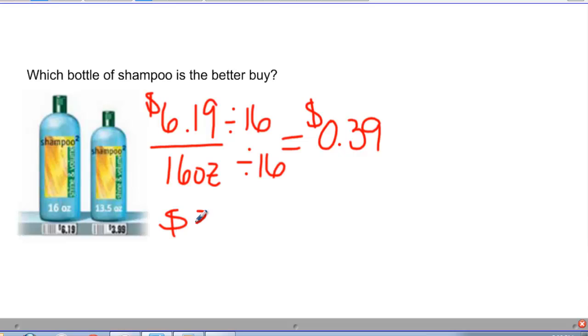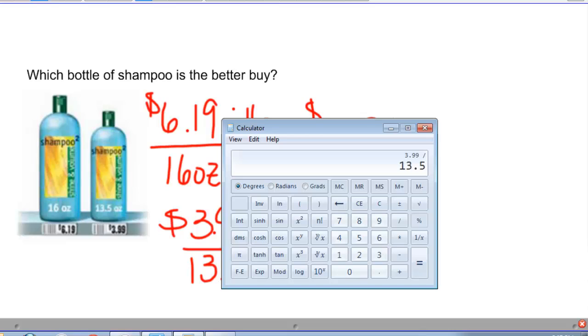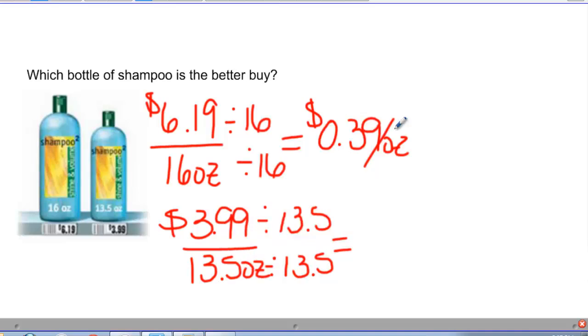So this other one is $3.99 for 13.5 ounces. Again, I need to divide by the number of ounces so that I can figure out the cost per 1 ounce. So that's per ounce up here. So that one is about 30 cents per ounce if I round that to the nearest. So I would write that 30 cents per ounce.